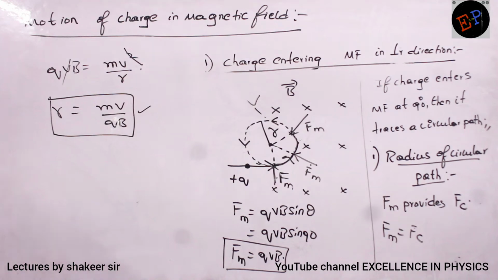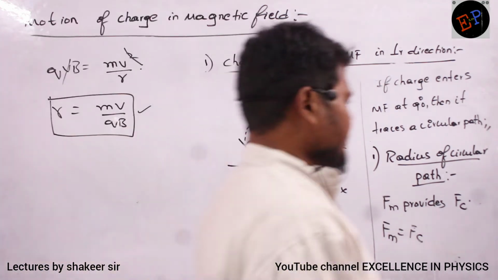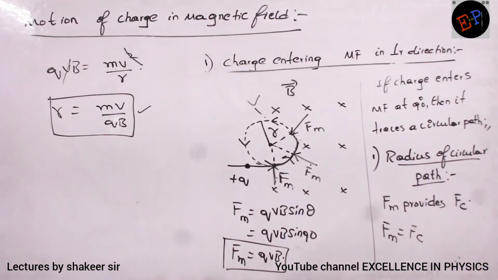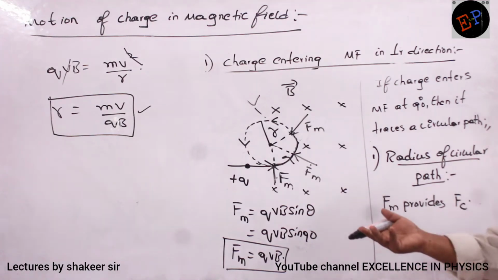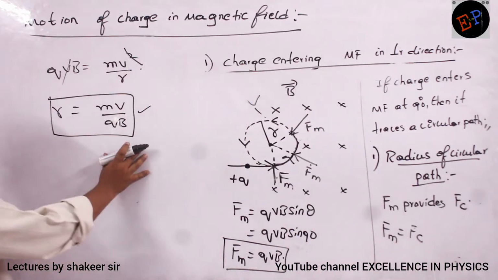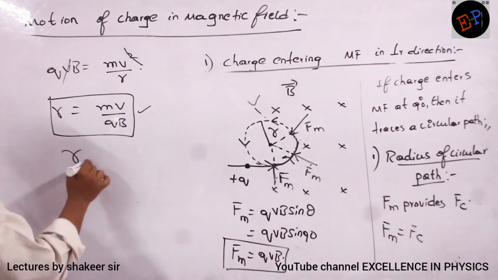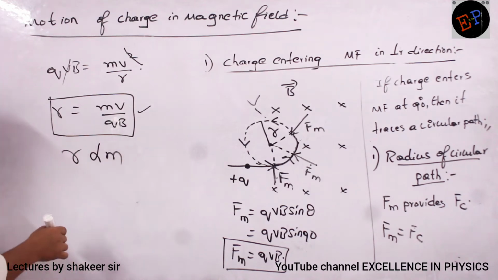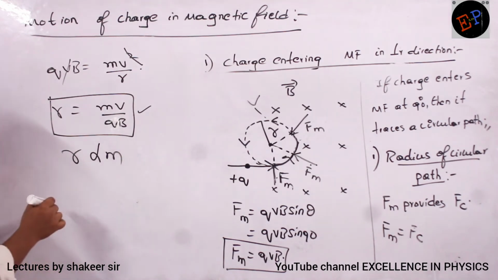First equation. Have you understood? Which method have we used? Fm provides centripetal force. Fm is qvB, centripetal force is mv squared by r. One point you can see here is that radius is directly proportional to the mass of the charge. Are you able to understand?